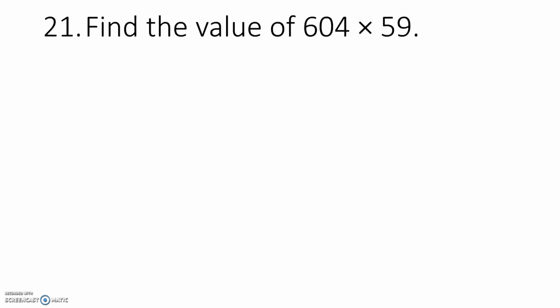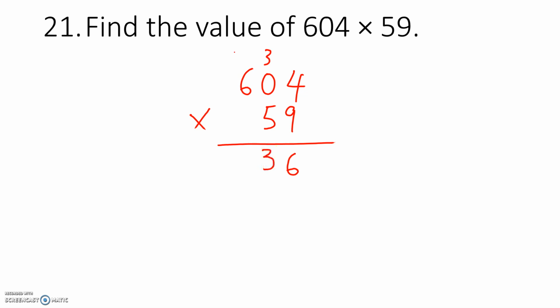Let's go to 21. Find the value of 604 multiplied by 59. So we have got a 3 digit number multiplied by a 2 digit number. Okay, we start off with 4 times 9 gives you a 36. 0 times 9 is a 0. Plus a 3 gives you a 3. You have 6 times 9, which is 54. Plus 1, 55. Now let's go on to the second layer.